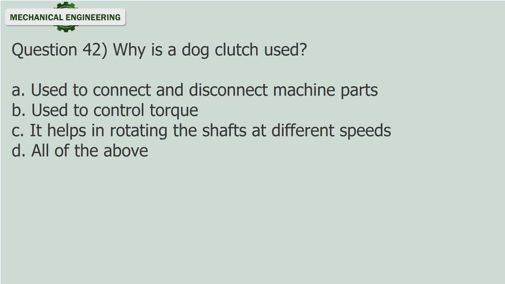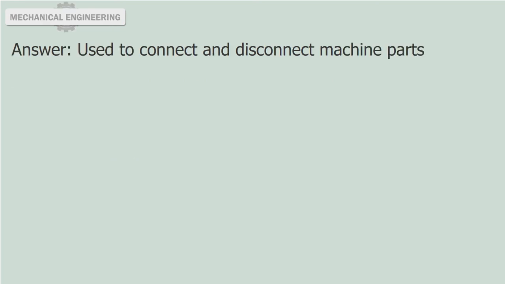Question 42. Why is a dog clutch used? A. Used to connect and disconnect machine parts. B. Used to control torque. C. It helps in rotating the shafts at different speeds. D. All of the above. Answer: used to connect and disconnect machine parts.